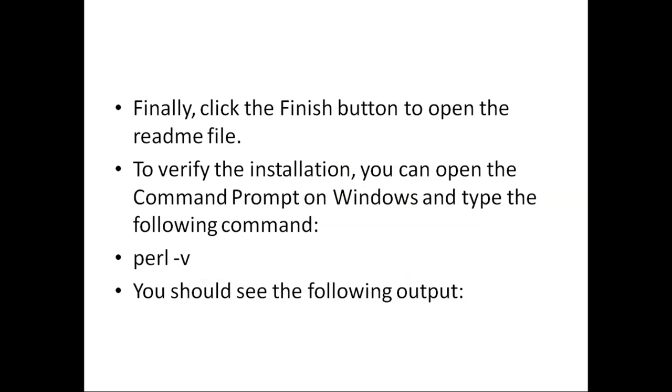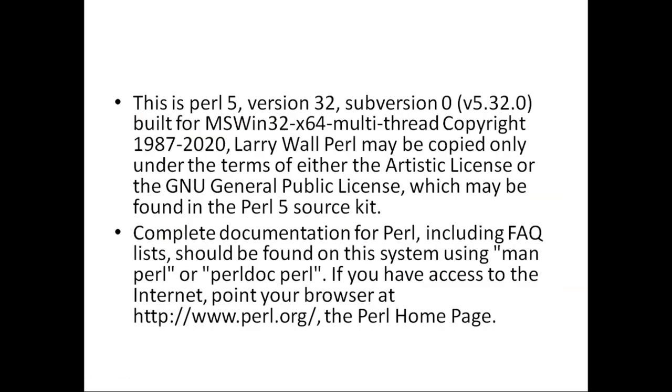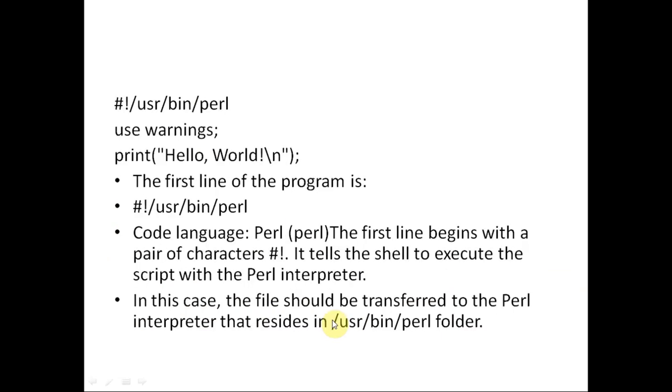Then to verify the version, go to the command prompt and type perl space -v. It will show you the version, like this: this is Perl 5 version 32, and so on. If it is 6 or 7, whatever version it shows, there is nothing to worry about. For all the documents, you can go to www.perl.org, the Perl homepage. You can check it there also.